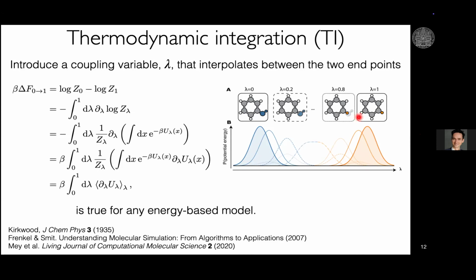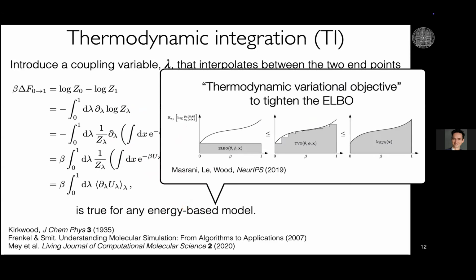Note that this is true for any energy-based model, so this is not strictly limited to equilibrium statistical mechanics. Whenever you can write your probability density as an energy-based model, this will be correct. And in fact, this has been used outside of physics, for instance, in this paper where they used it to tighten the ELBO in variational autoencoders. Being able to write your distribution as an energy-based model means that you can write it as a log of something, and as long as you don't have a pathological distribution, this is quite general.